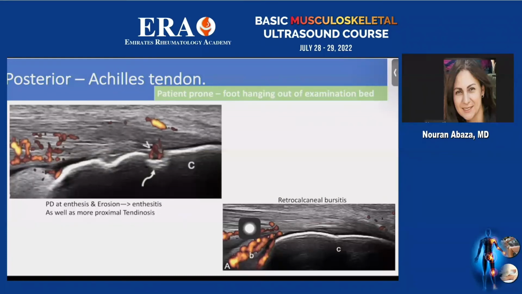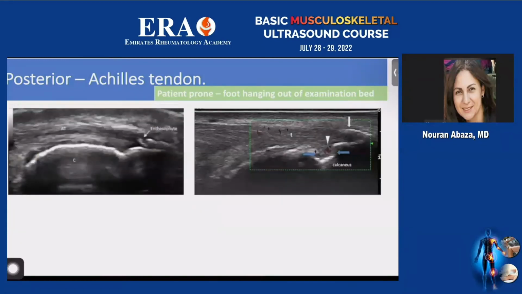Here, there is a retrocalcaneal bursa that is also distended. Okay, so you can see that also here we can see an enthesophyte from the surface of the bone. We can see here another erosion and some power Doppler signals. And here another enthesophyte.